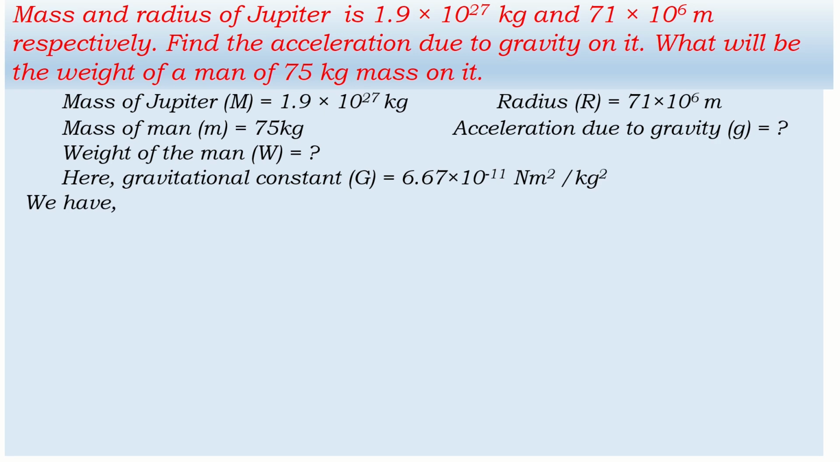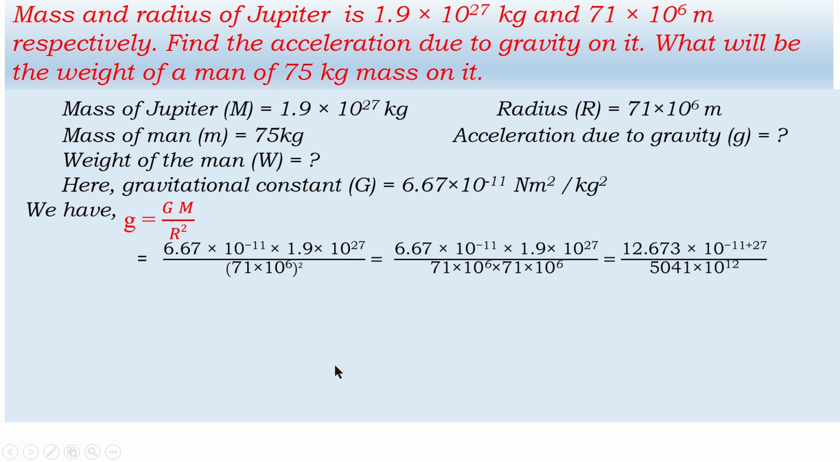Now I am using the equation which was mentioned just before this numerical problem. What is it? Small g is equal to G M by r square. Now we are taking values. Capital G is 6.67 into 10 power minus 11. Capital M is 1.9 into 10 power 27. And in place of r we are writing the radius, 71 into 10 power 6, and the radius is squared, that's why the square is here. In the second step, the numerator is the same, but in the denominator 71 into 10 to the power 6 whole square means we can write 71 into 10 to the power 6 twice, and that's why I am writing the same.